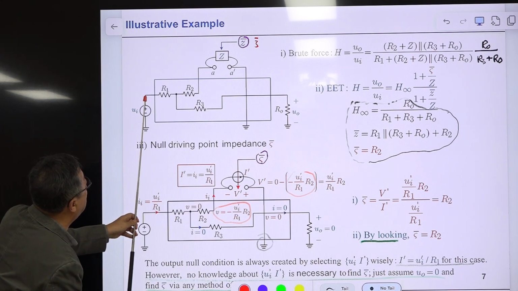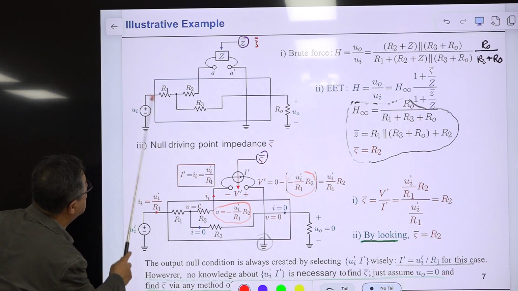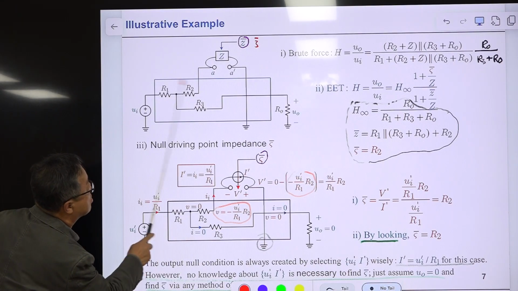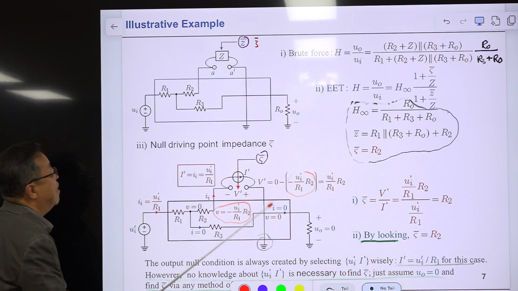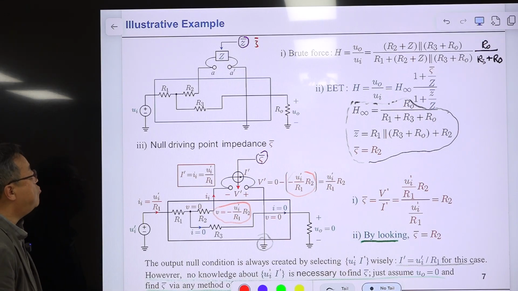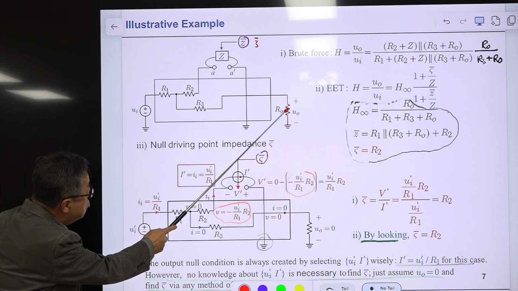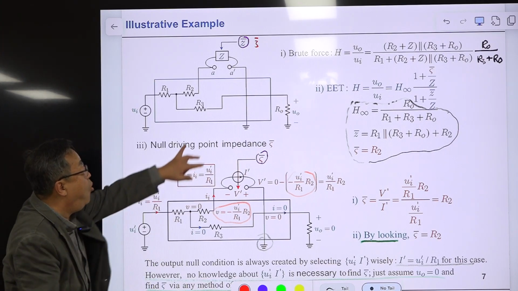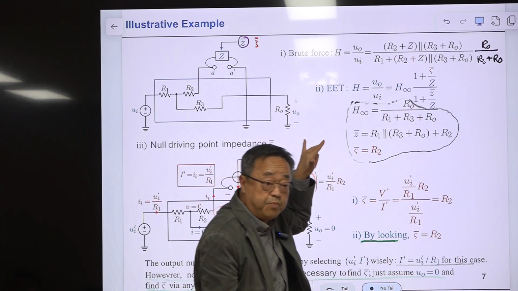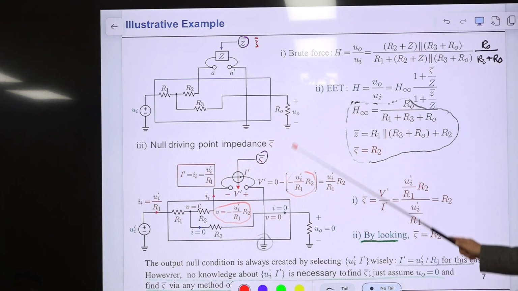With this grounded, that's very easy. There is a parallel combination of this and this, plus this. Then for the null driving point impedance, we assume this is 0, right? To make this 0, this current should be 0. This port is not shorted, not disconnected. It is not altered, so the resistor is there.